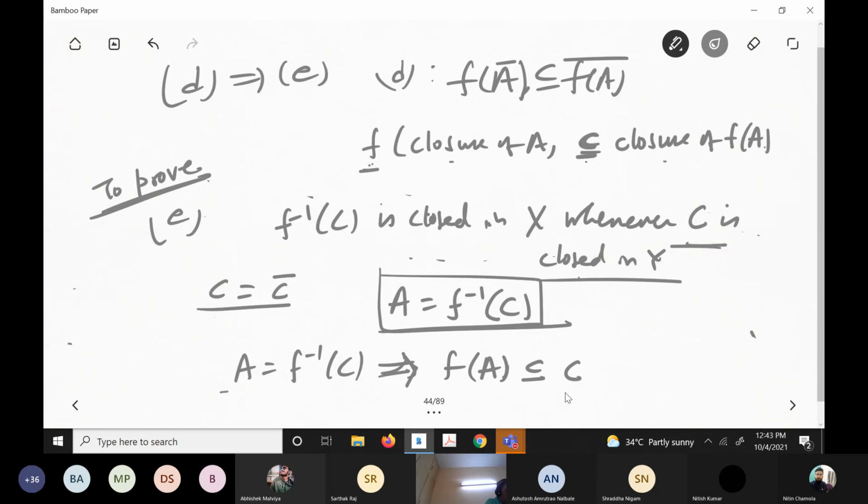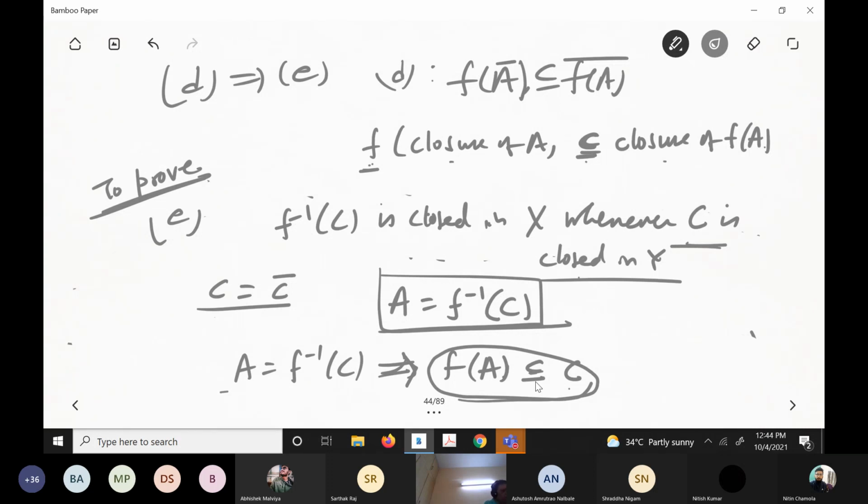Look, I may not recover the whole C. The reason is, if F is not onto, then it may be a proper subset of this. So don't write A equal to F inverse C equal to Fa equal to C. It will be contained in this. Only if F is onto, then Fa will be equal to C. So you need to know this trick.